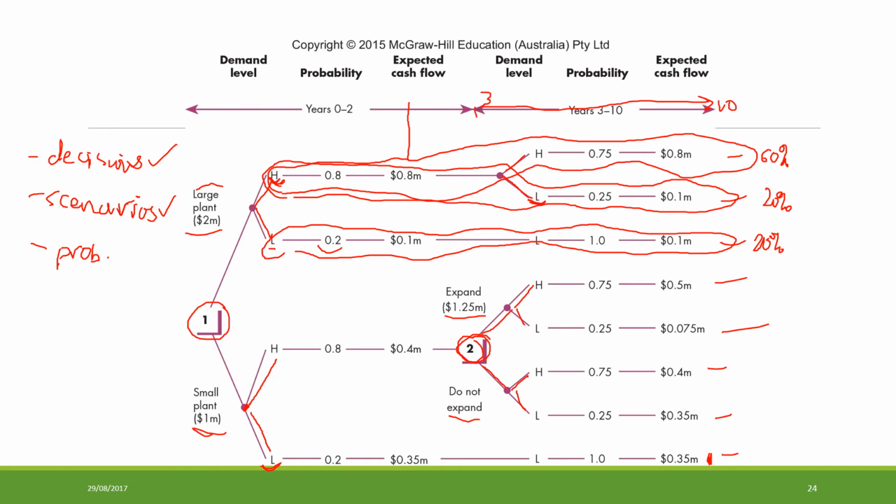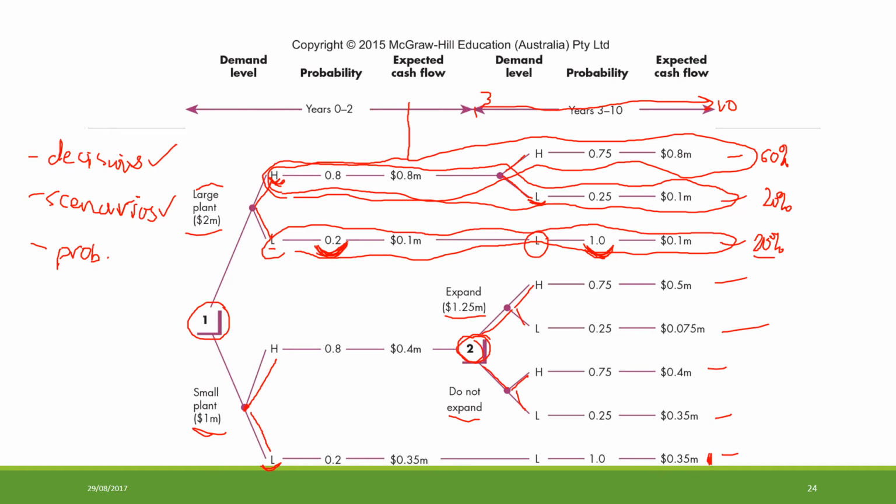In other words, the branch over here only has one branch, right? So the probability of the project having low demand from year 3 to year 10 is 100%, right? So using these two pieces of information, we can deduce that the probability of the project having low demand in the first 2 years is 20%, right?